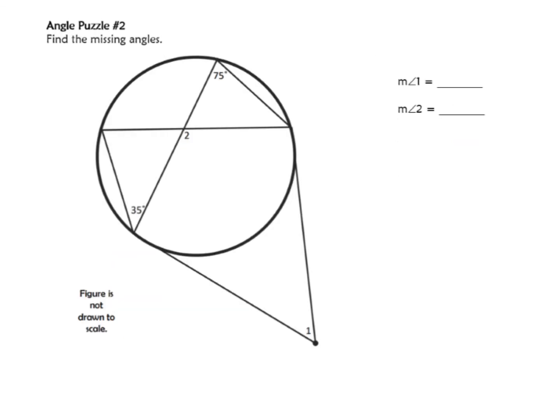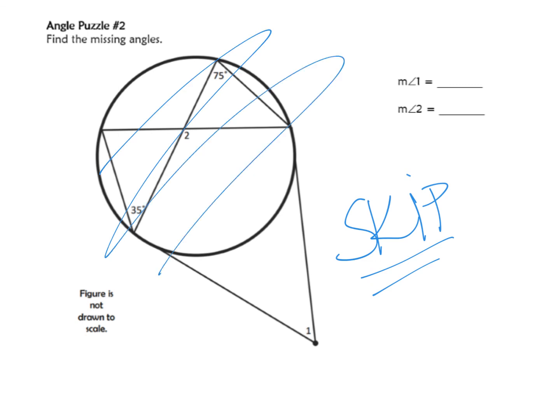Okay, angle puzzle number 2, I want you to skip. The reason is there's an error in this, and I didn't catch it in time. Angle 1 ends up having 2 different values it can be because they gave you too much information and they gave you wrong information. So I apologize, just skip this one.